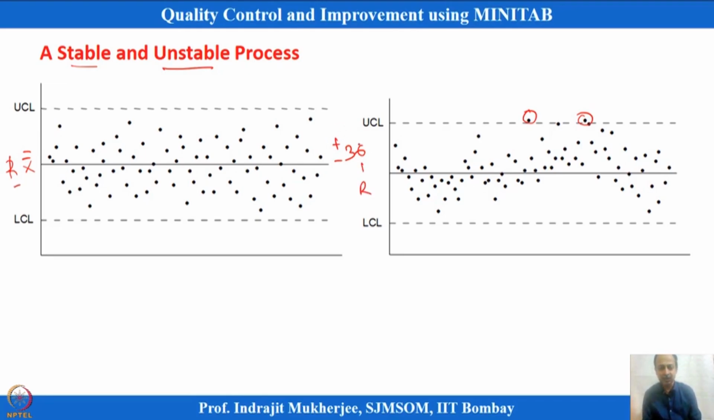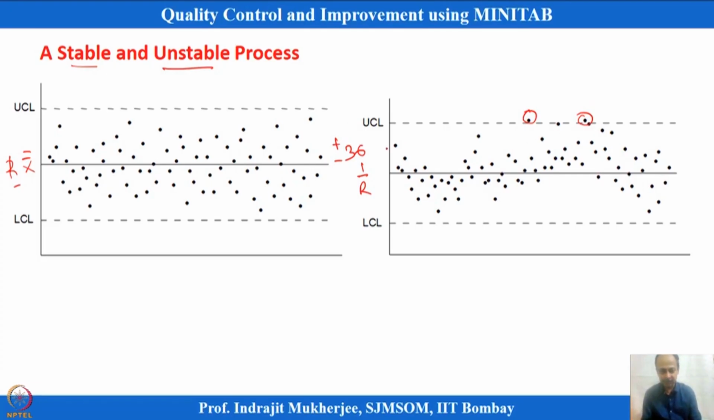So, in this case, for the R bar chart, the range chart, we also use specific formulas like x double bar plus A2 R bar. That is the standard deviation expression we are using. Standard deviation can be expressed as R bar by D2, basically. That is the expression of standard deviation which we use in this formulation to define the upper control limit line and lower control limit line.